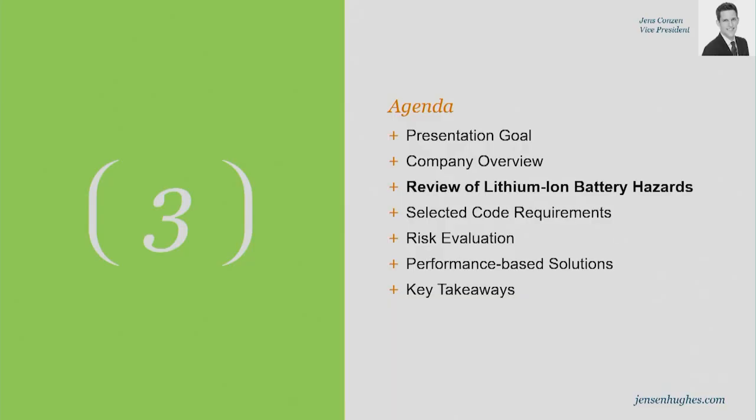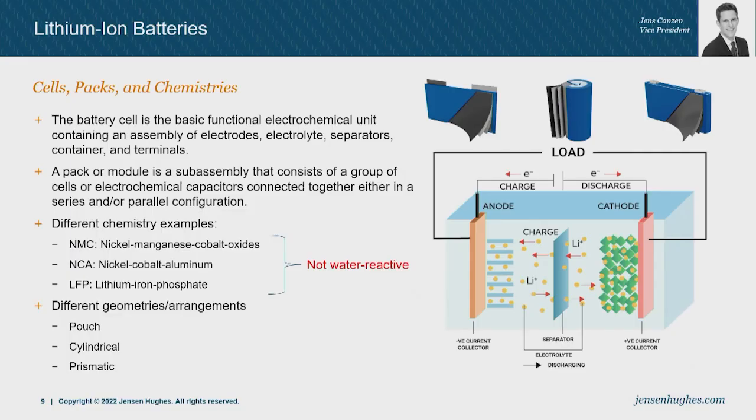All right, so now let's dive into the review of lithium-ion battery hazards. Before we do that, let's briefly review what a lithium-ion battery cell is. The battery cell is a basic functional electrochemical unit. A battery can be different things, but in the lithium-ion space, we talk about electrochemical. In the picture on the right, we have an anode on the left, the cathode on the right, and a separator in the middle. We've got a flammable electrolyte in the middle floating around, and ions are hopping from left to right, depending on whether they are being charged or discharged.